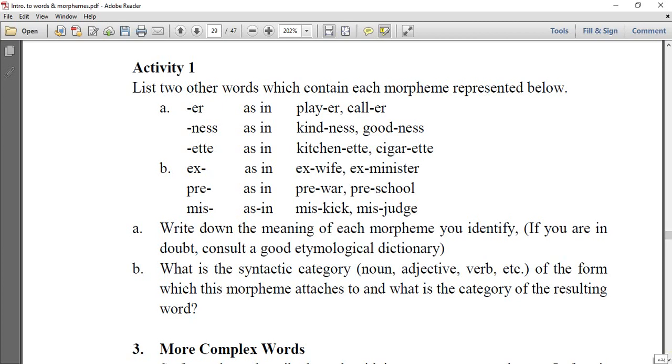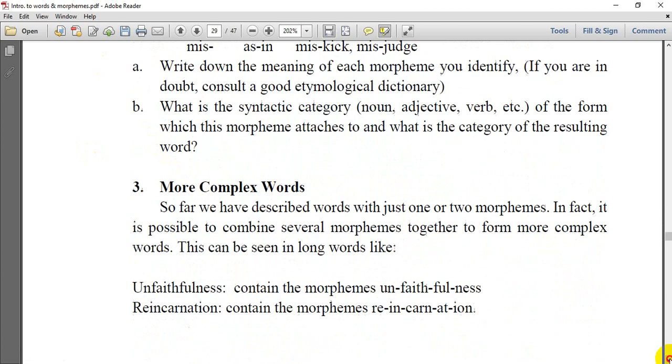Just try to answer this exercise to practice and to identify to what extent you understand what we explained and illustrated before.